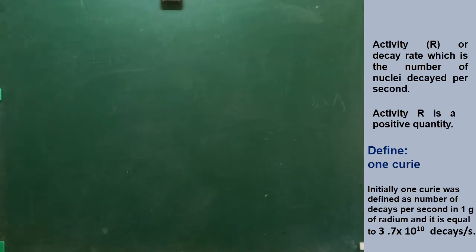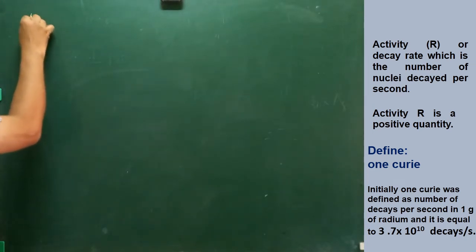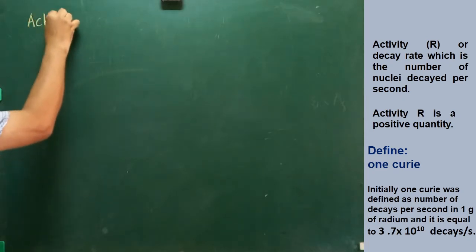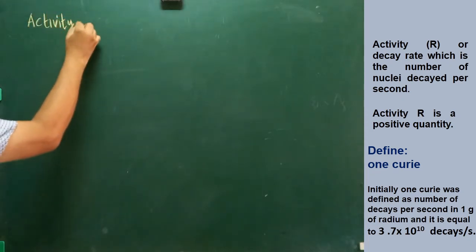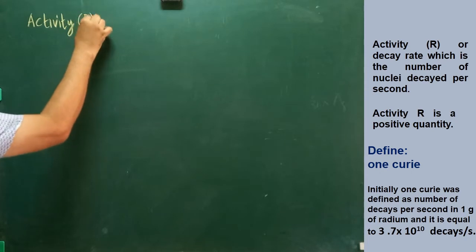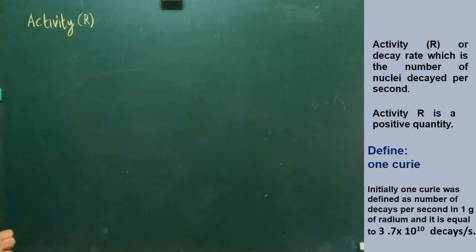Today we are going to discuss a new physical quantity called activity. This is a new physical quantity, and you may not be familiar with it so far. That's why it is given in the textbook. This activity is a physical quantity that is mainly used in the radioactivity process.